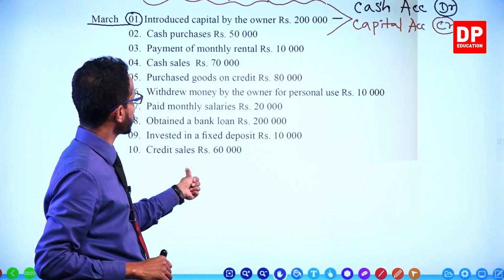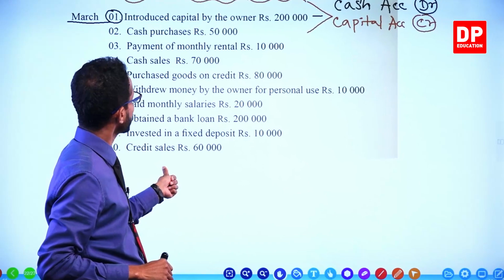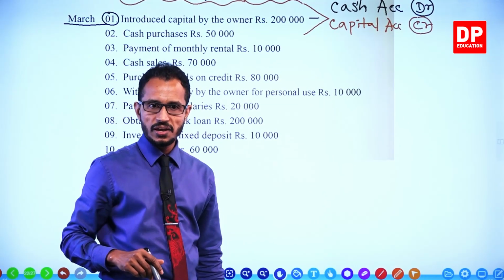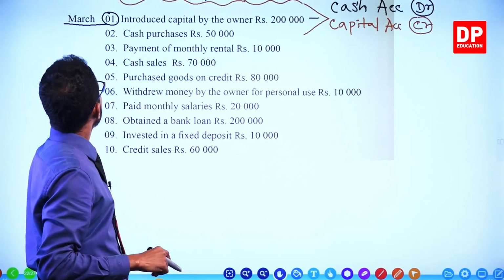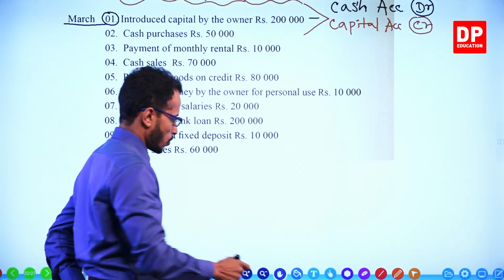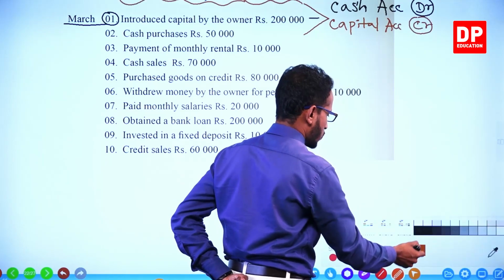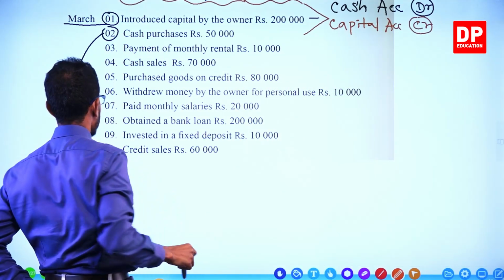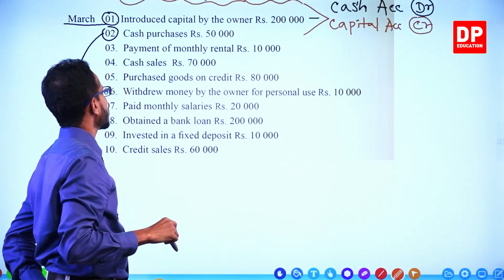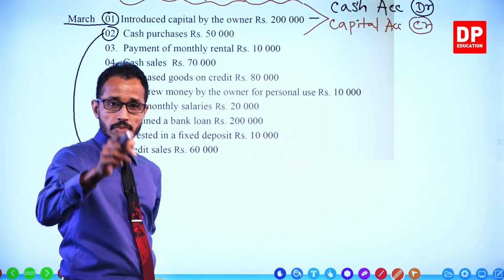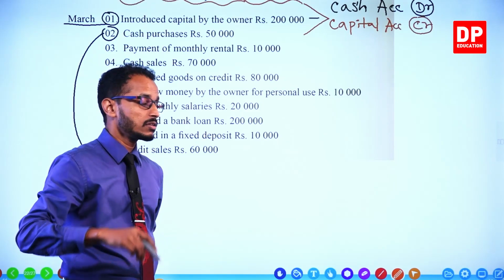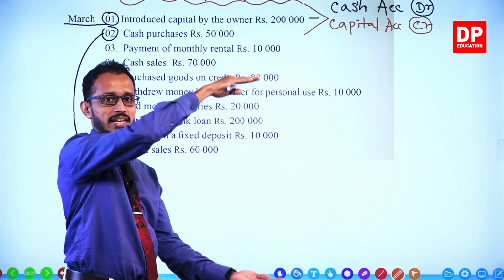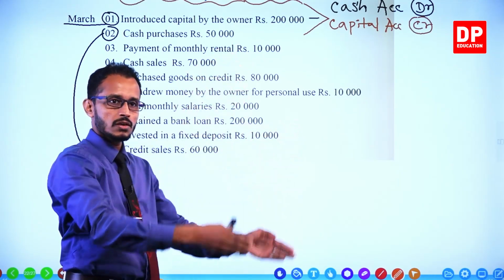From the second transaction, I'm going to write the double entries below. Let's go straight to the second. Cash purchases 50,000. I told you purchases means purchasing goods, and goods coming into the business.